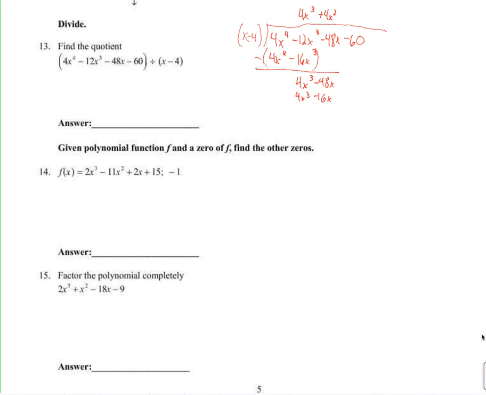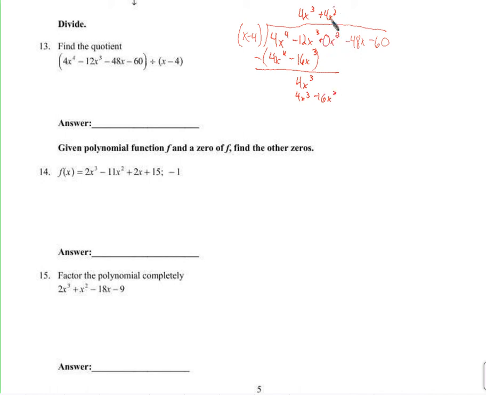first lock this page so it doesn't move, and then move this. What's going on there? There we go. Move this over. Actually, just delete that. We don't need that yet. Right, we need to put a 0x squared there.